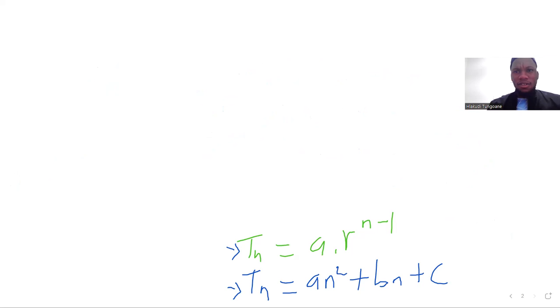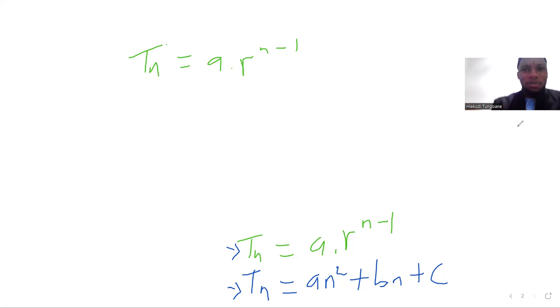Let's write it here so that it is clear at the top. So A again, for geometric, is the first term in your sequence. Let's make this clear: for arithmetic and geometric, A is always the first term in your sequence. D in arithmetic is the constant difference, whereas R in geometric is the common ratio in your sequence.